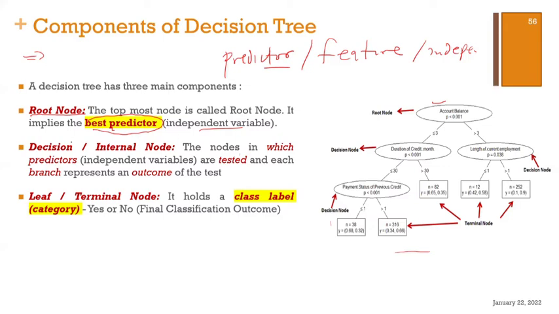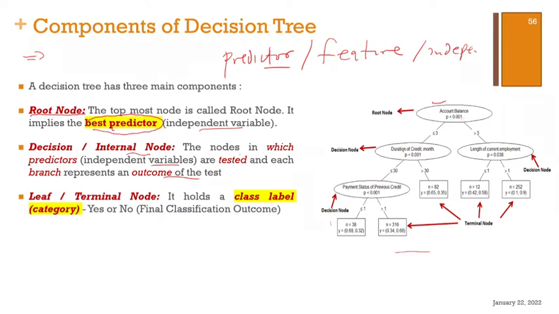So the next one is the decision or internal nodes. These are nodes in which predictors, the independent variables, are tested, and each branch represents an outcome of the test. So once we have the root node, you are going to take a test. Is the account balance here less than this?